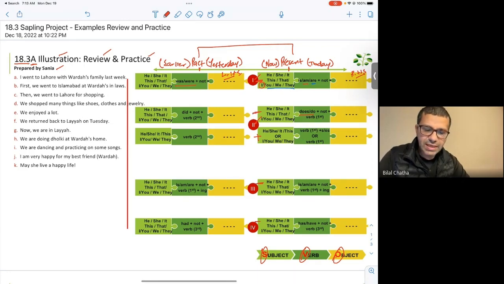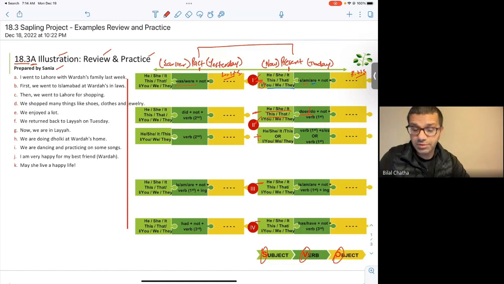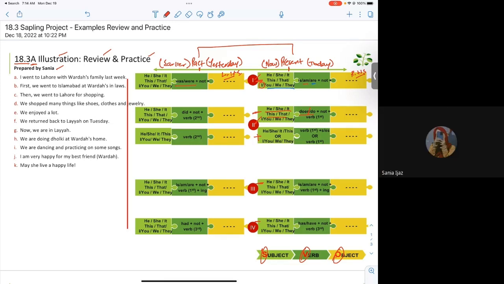Okay. So in the negative, the helping verb is does or do. Where do you use does? Sania. Sania, where do you use does? Yes, sir. Sir, I will use does with he, she, it, this and that, and singular. And with a name.